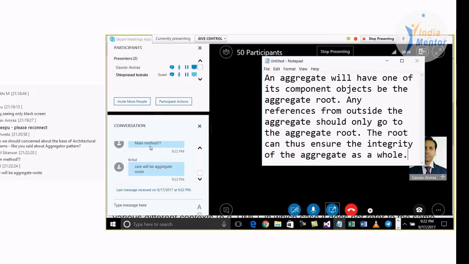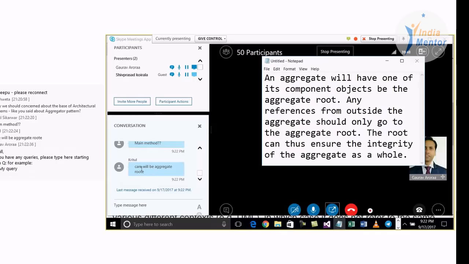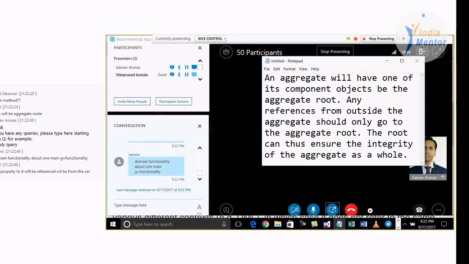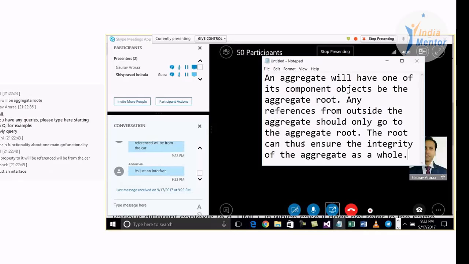Main method. No, main method is not aggregate root. Yes, I can see an answer from Kirtul. Char will be aggregate root. I did not get what is char. Okay. Anyone here, what you can make out from this small definition out here? It is just an interface.